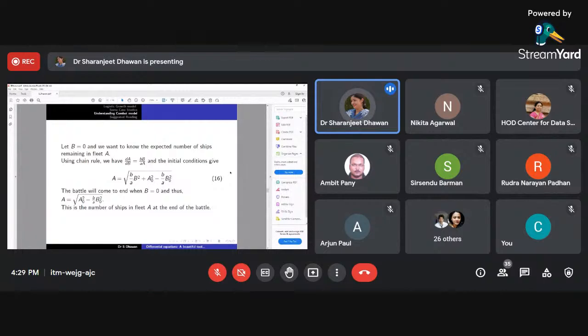We can also find the expected number of ships remaining in a particular fleet when the other one is eliminated. So let us say B is eliminated. That means we will put B is equal to 0. And we know the expected number of ships remaining in fleet A. So we will use the initial condition, and we reach this expression given by equation number 16. And the value of A is given by this quantity. So this is the number of ships in fleet A at the end of the battle.